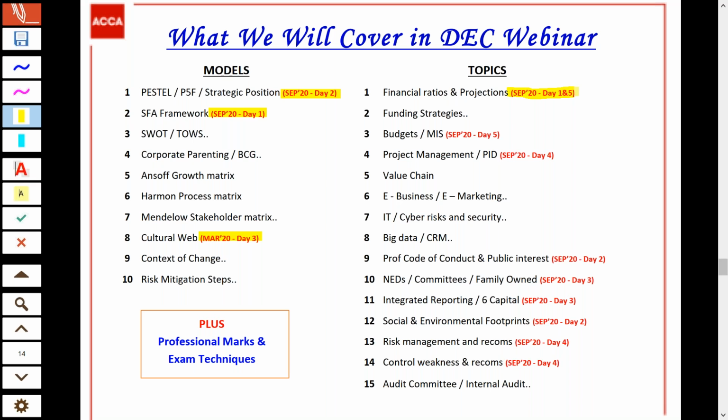Financial ratios and projections was covered in September. Budgets and MIS was covered in September. Project management was covered, NEDs and board of directors, integrated reporting, social footprint, risk management, control weaknesses. So I would say 10 to 12 topics were covered in September.